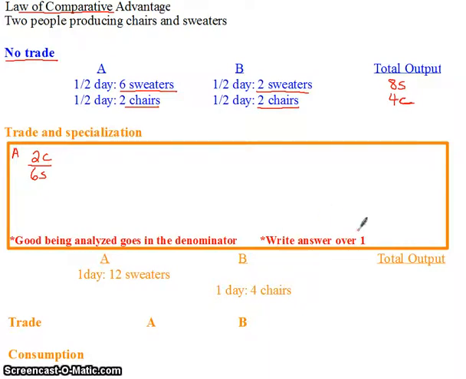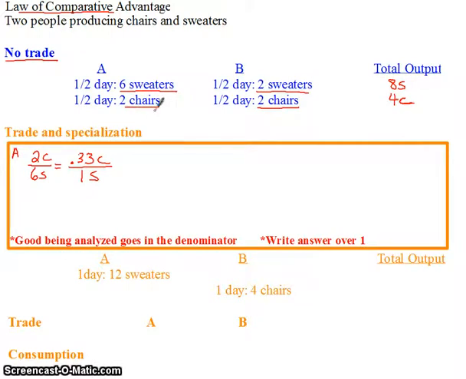How do I get that over 1? This would be 2 divided by 6, which is 0.33 chairs over 1 sweater. So every time that A makes a sweater, he gives up a third of a chair. That's his opportunity cost of producing a sweater. What's his opportunity cost of producing a chair?